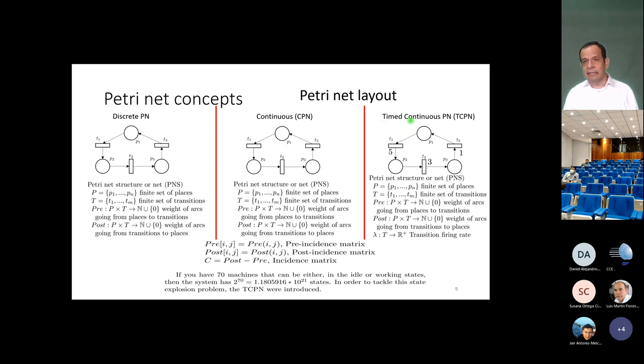In this last case, in timed continuous Petri nets, we have positive numbers associated to the transitions. This number is the transition firing rate, and it represents the number of times that the transition can be fired per unit time. We also have these matrices. The entry ij of matrix PRE has the weight of the arc joining place Pi with transition Tj, and the entry ij of matrix POST has the weight of the arc joining transition Tj with place Pi. Finally, the incidence matrix of the net is computed as the difference of these two matrices, POST minus PRE.